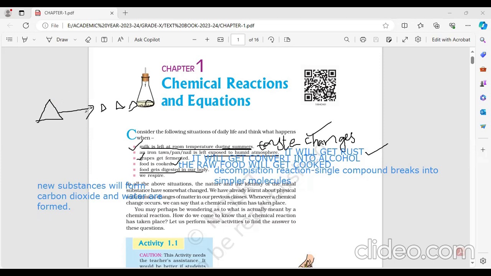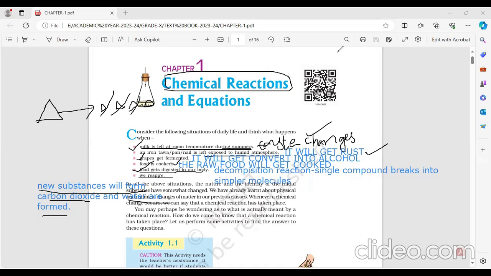When we eat food and it enters our stomach, the food gets digested. It gets divided into small particles. It is also an example of formation of new substances, so it is also an example of chemical reaction. And next, when we breathe, when we respire, new substances like carbon dioxide and water are formed. This is also formation of new substances. So all these are examples of chemical reactions which have happened.